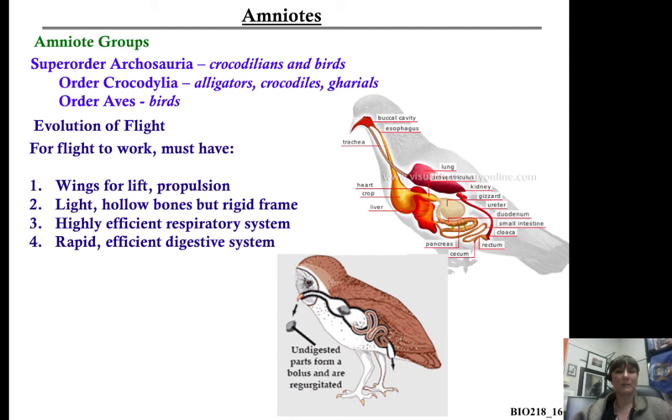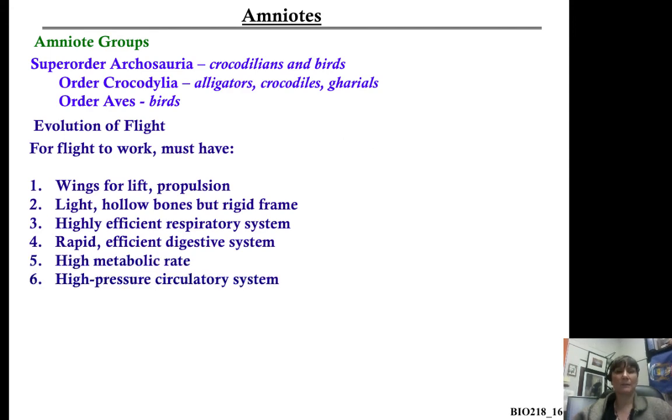Anyway, they have a rapid and efficient digestive system. They have a high pressure circulatory system that, again, is feeding their muscles and the rest of their body the nutrients that they need, the oxygen that they need. And you may or may not know it, but man, birds have a really high pulse rate.